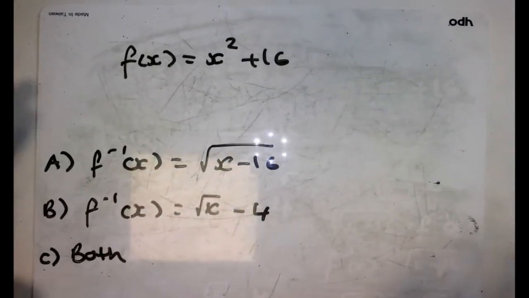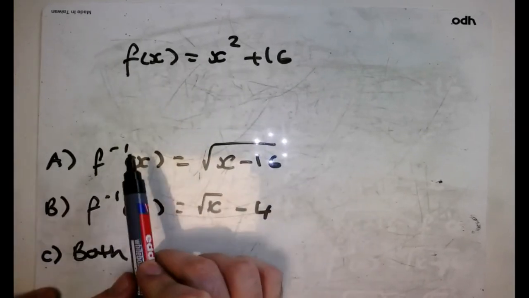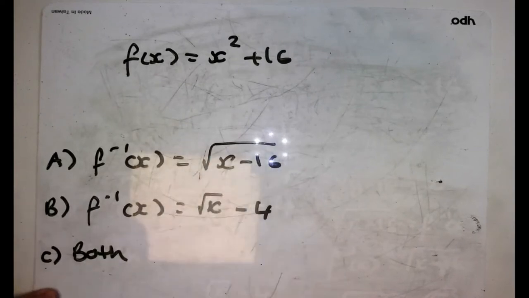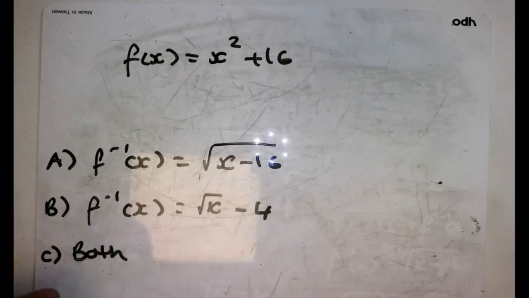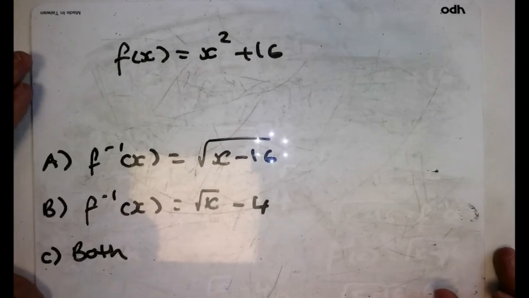I've got one more misconception for us to look at. Look at the function here. If we find f minus 1 of x is equal to the square root of x minus 16, is it equal to the square root of x, then minus 4, or is it equal to both? So, pause your screen now and have a go at it if you can.